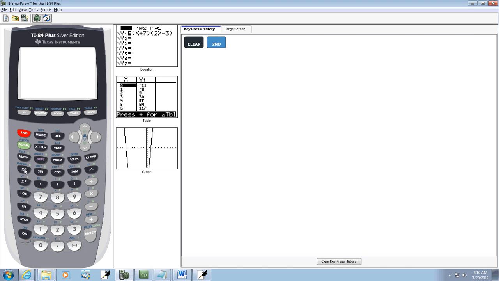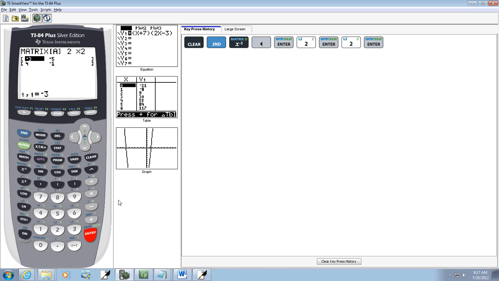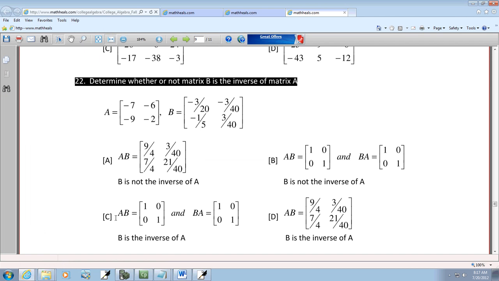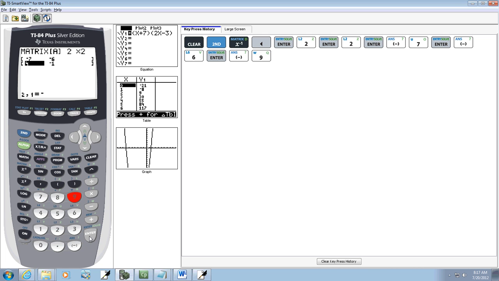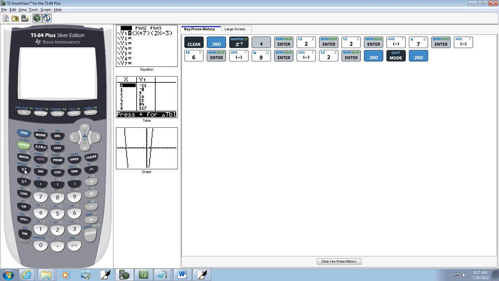So I'm going to input these into my matrix. Do second x to negative 1, left arrow over to edit, enter on A, and it's a 2 by 2, rows by columns. So do 2 enter, 2 enter, and A is negative 7, enter, negative 6, enter, negative 9, enter, and negative 2, enter. Now after you get A input, exit out, do a second mode. Go back in your matrix menu, second x to negative 1, left arrow over to edit, down arrow to B, and enter. And it's a 2 by 2, so do 2 enter, 2 enter.